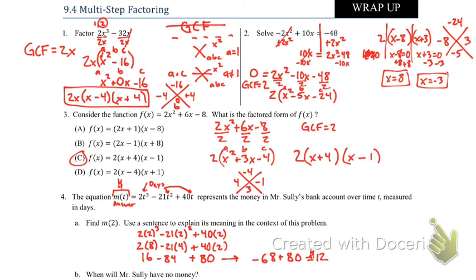So part B, which I'm going to do over here, instead of M parentheses T, instead of writing this down, we want to know when our answer is actually 0 money. So now we have 2T to the third minus 21T to the second plus 40T.